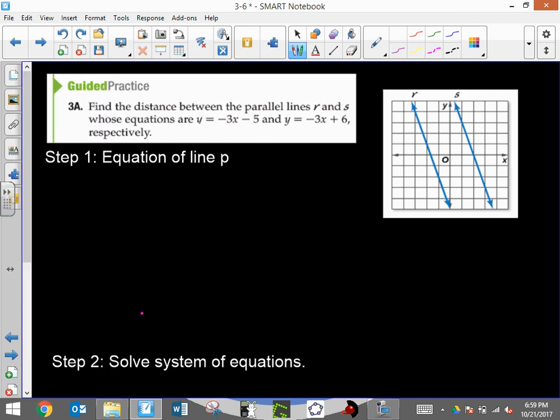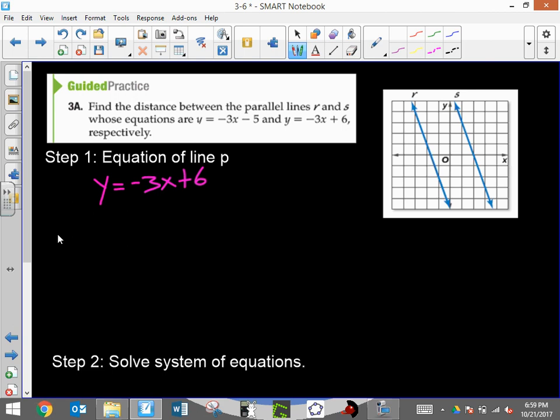I have our steps written down again. Okay, so it says find the distance between the parallel lines R and S, whose equations are y equals negative 3x minus 5 and y equals negative 3x plus 6, respectively. Okay, so we're going to pick an equation here, and it does not matter which one you pick to start with. I'm going to say let's just start with the second one. So I'm going to write them down so I know that I've used them. y equals negative 3x plus 6. And I want to write an equation that is perpendicular to that.